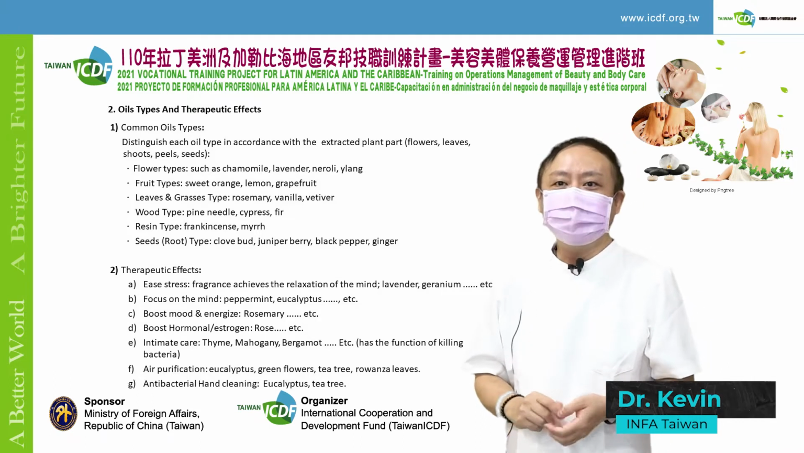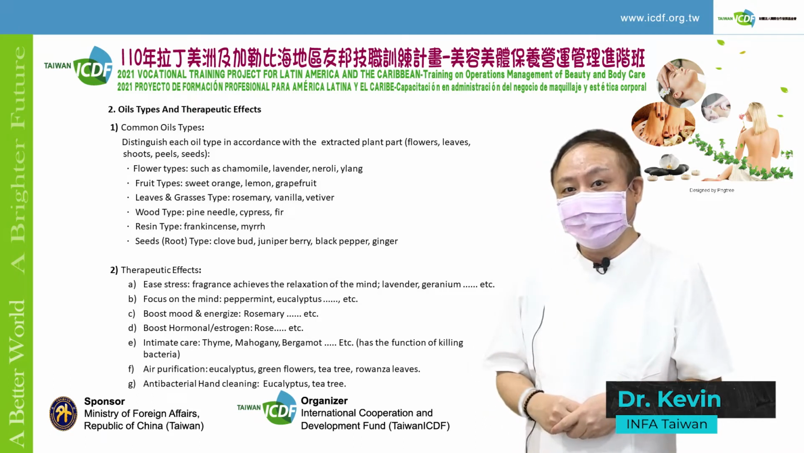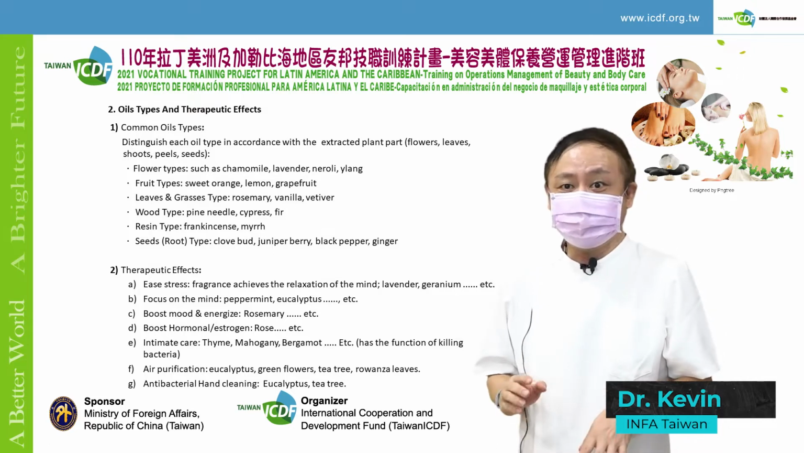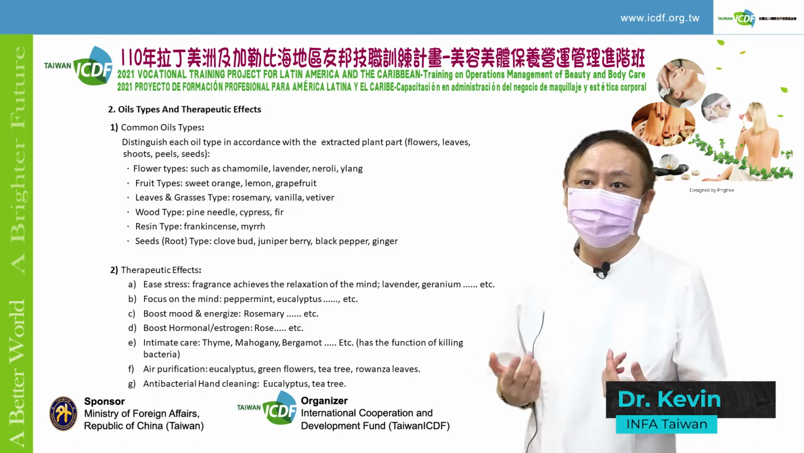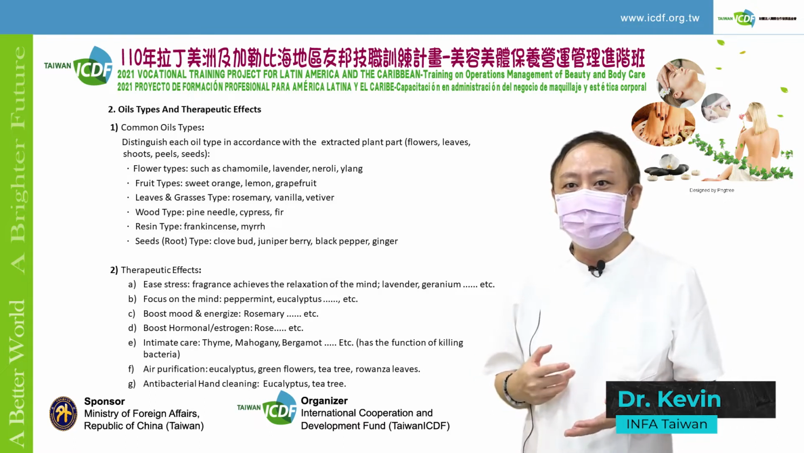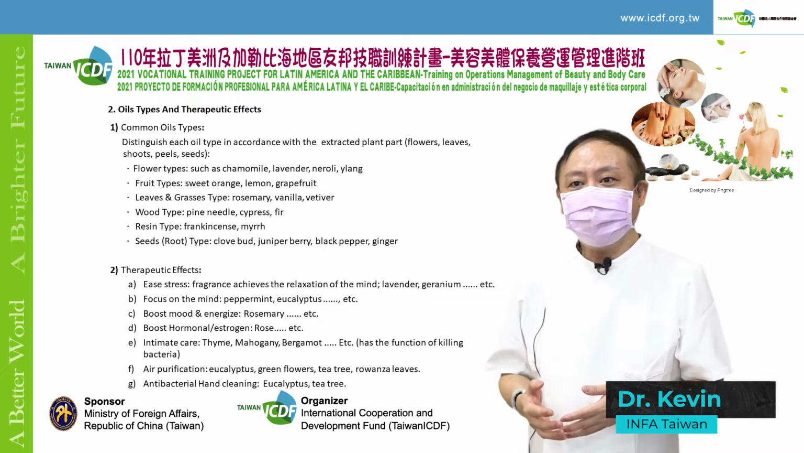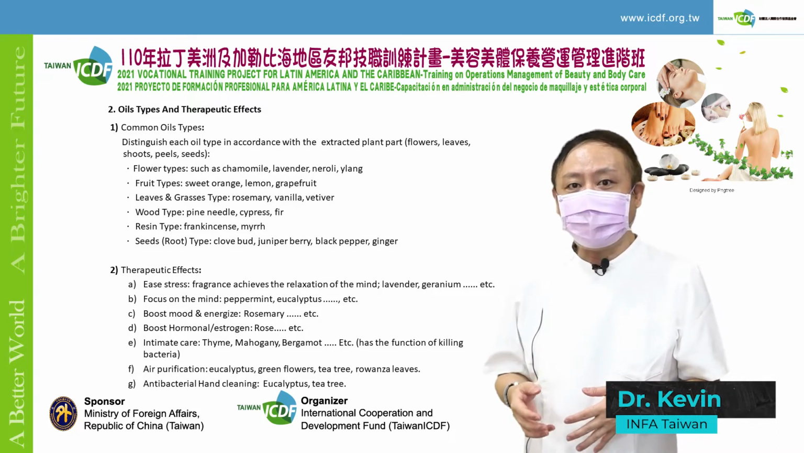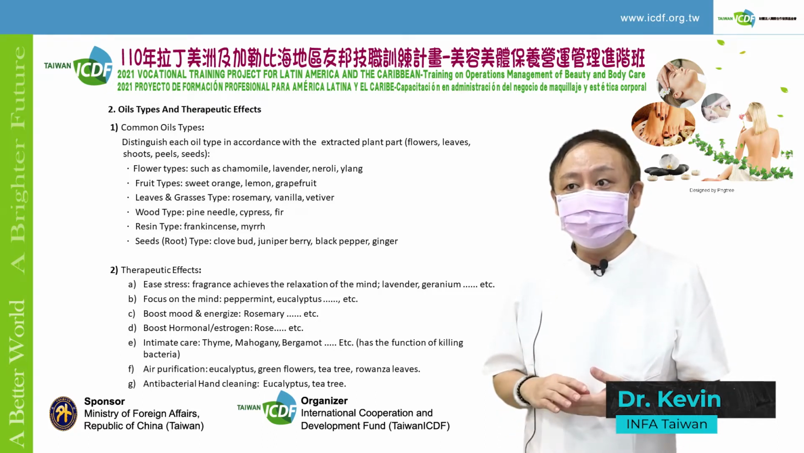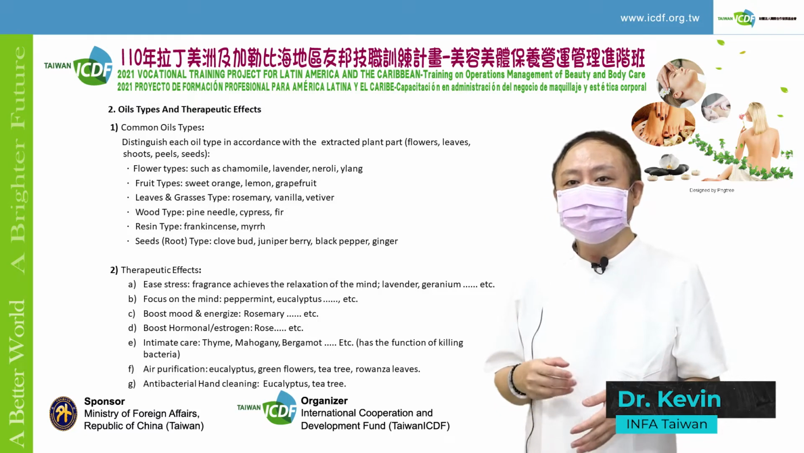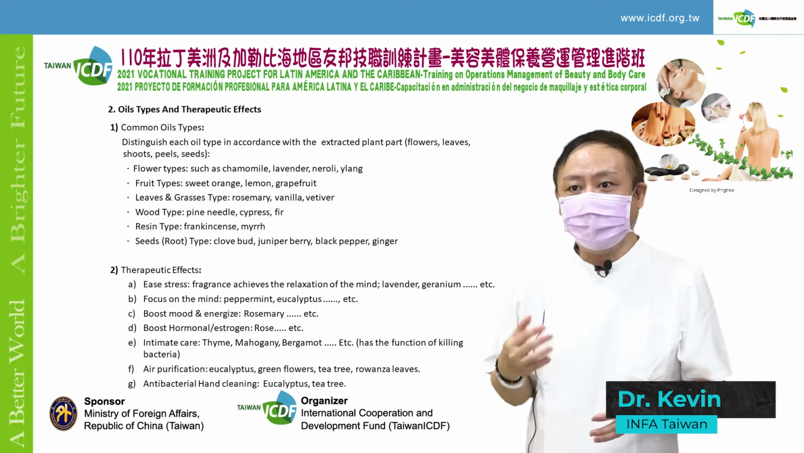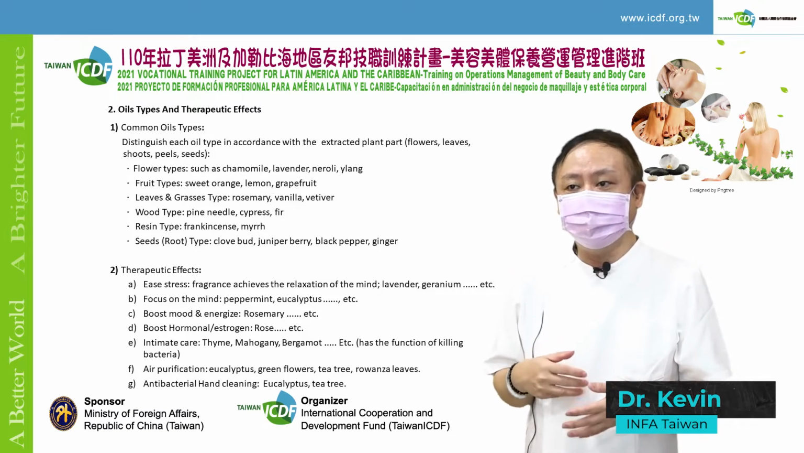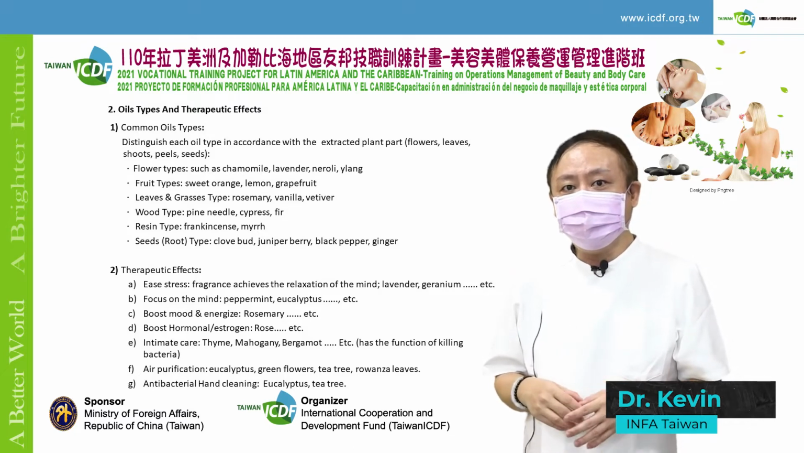Next, we're going to talk about the therapeutic effects of essential oil. I think most people have used essential oil here or there. For instance, if we have pain in our shoulder or neck, we'll use lavender to try to ease our stress. So the fragrance would actually allow us to relax our mind. We can use the scent of the essential oil to go through our airway and actually relax our mind.